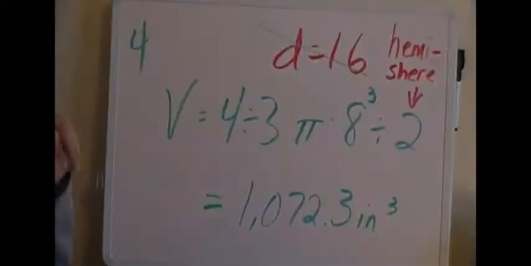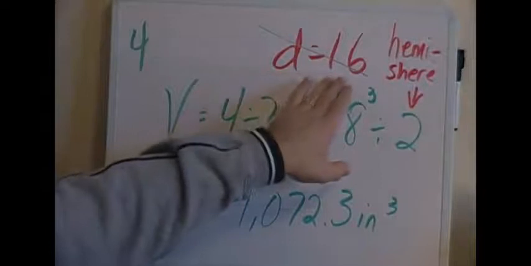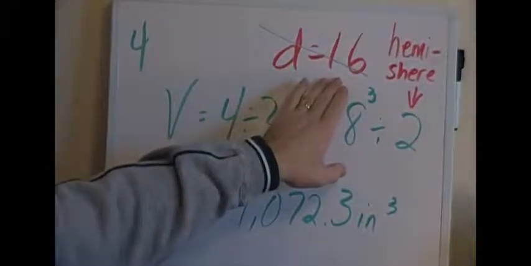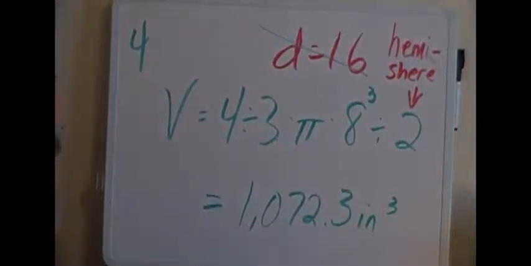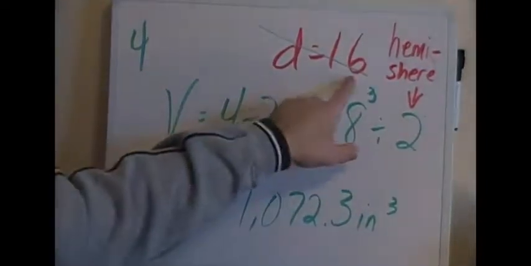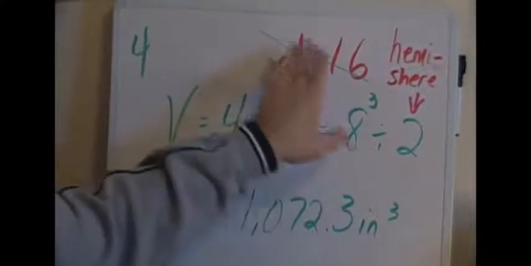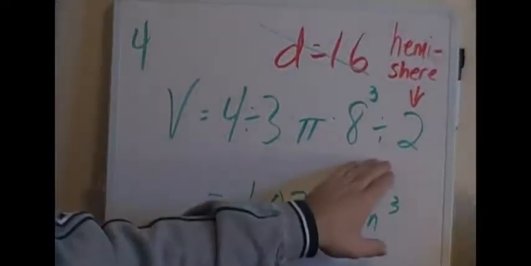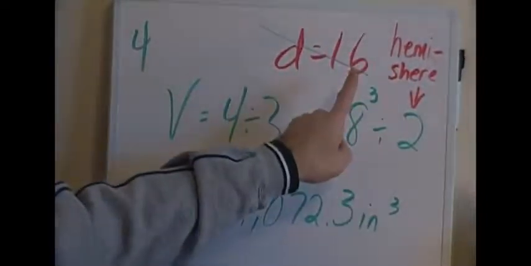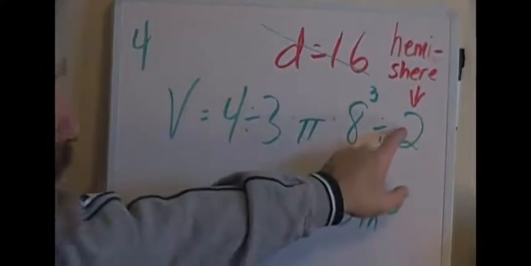Problem number 4, now here they throw a curveball at you. They do what they're going to do quite often with these problems. They give you a diameter in spite of the fact that you need a radius. So really simply, first thing you should do in your book is draw a line through the diameter of 16 and put r equals 8 there, and then use your formula. The second thing that you should also do is right away write down that you're going to divide by 2.